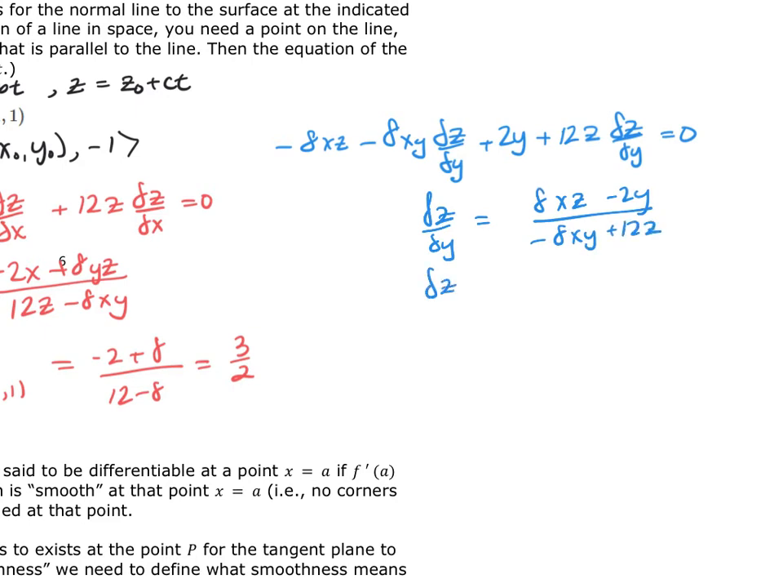I'm going to evaluate this at 1, 1, and 1. And when I put 1, 1, 1 into this, I'm going to get 8 minus 2 over negative 8 plus 12. Oh, I get 3/2 again. Well, that's kind of nice.